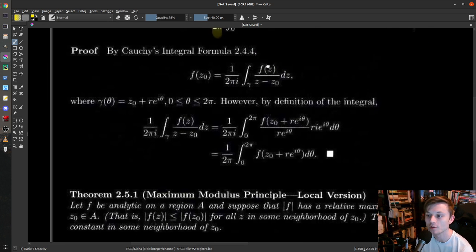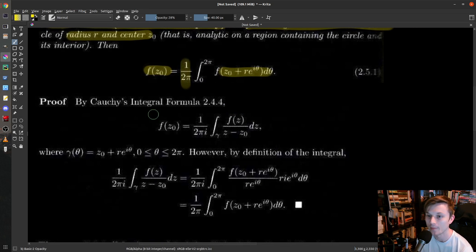By Cauchy's integral formula, we immediately get that f of z naught is 1 over 2 pi i times the integral around any closed curve containing z naught, on and in which f is analytic, of f of z over z minus z naught. That's just Cauchy's integral formula, which is what we've been dealing with.